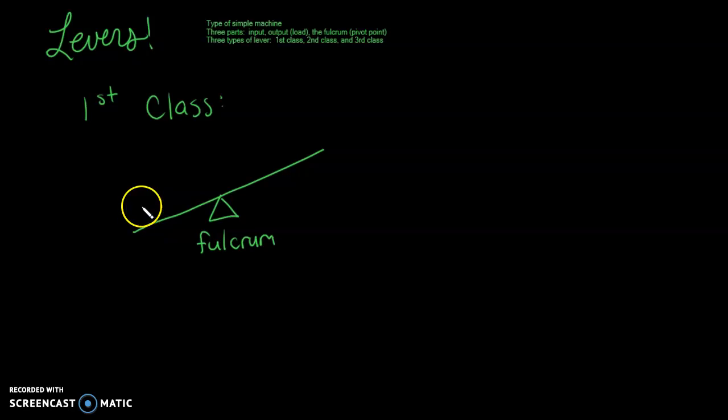So first, we're going to talk about the first class lever. So there are three parts. First class lever always has the fulcrum between your input and your output.